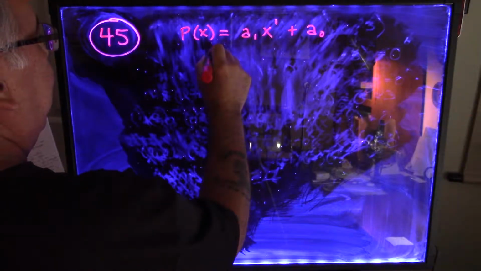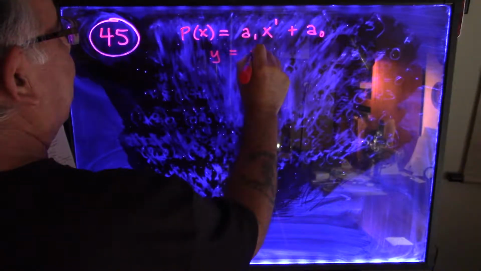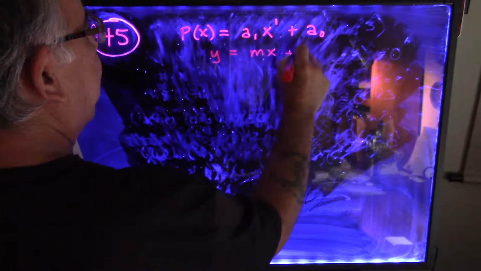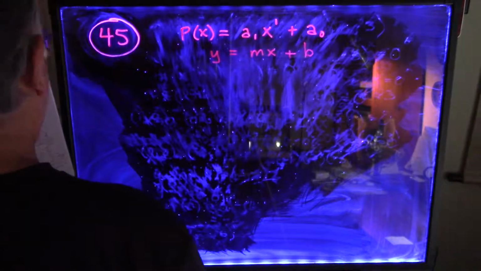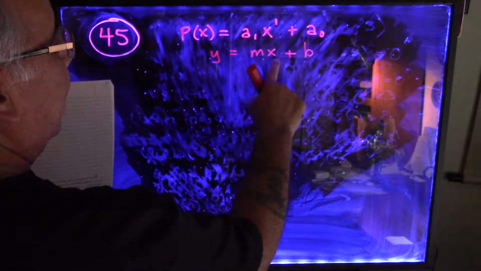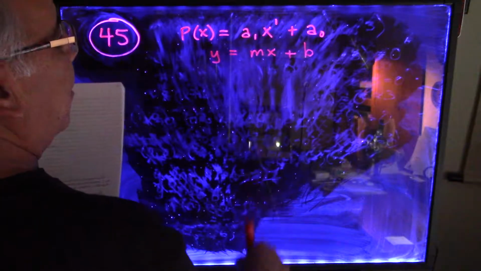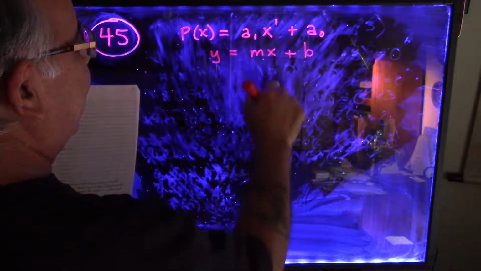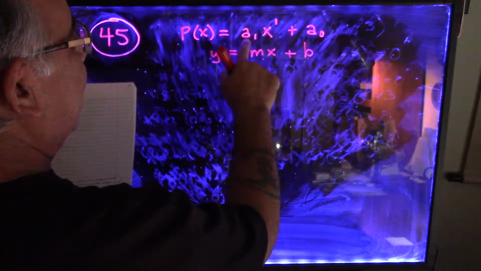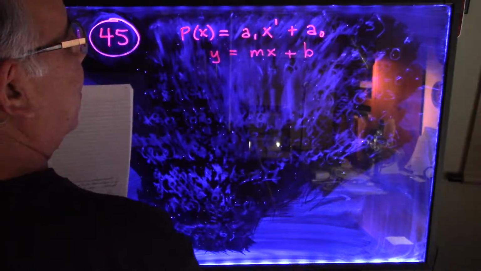You can compare this to y equals mx plus b. You remember that. Slope-intercept equation, alright. The power on the x is 1. It's not written there, but we can assume it's 1. Okay, and m would be a1 and b would be a0.